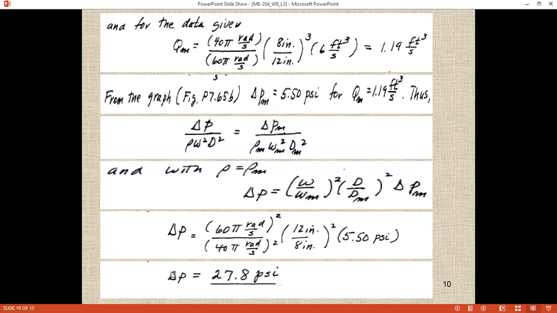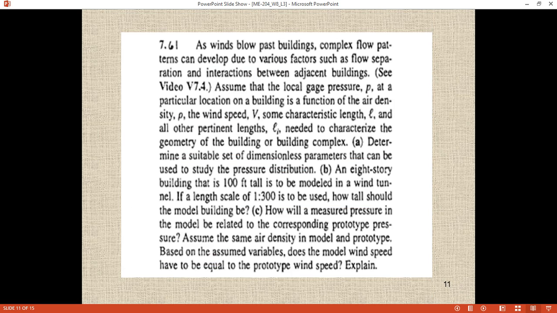So let's move on to the last problem of today. A wind blows past a building. Complex flow patterns can develop due to various factors such as flow separation and interaction between adjacent buildings. Flow separation we have already discussed.